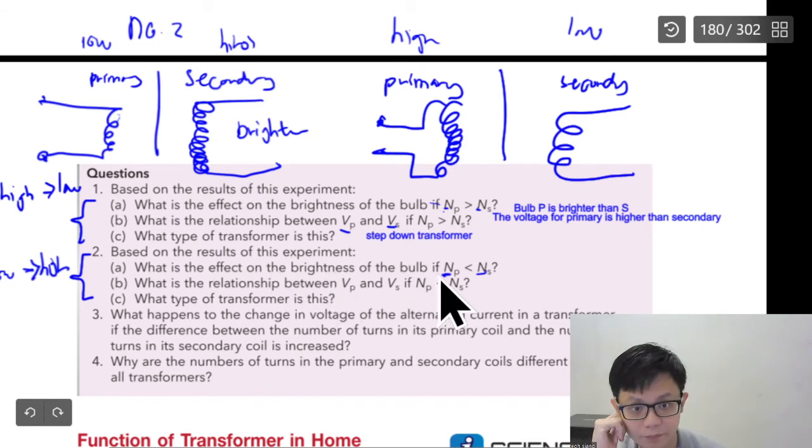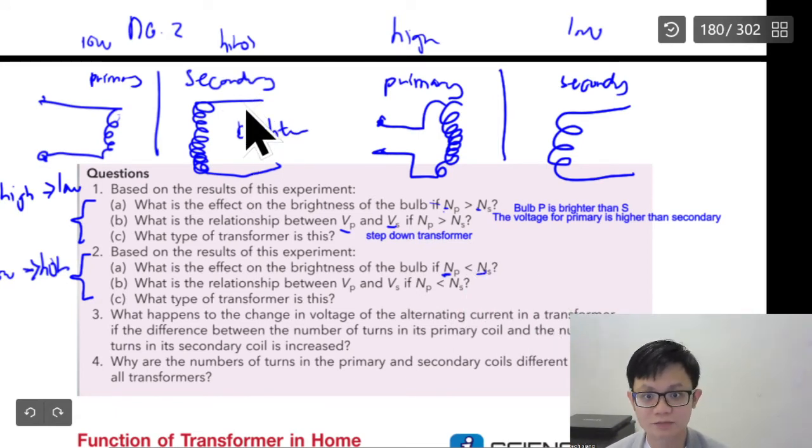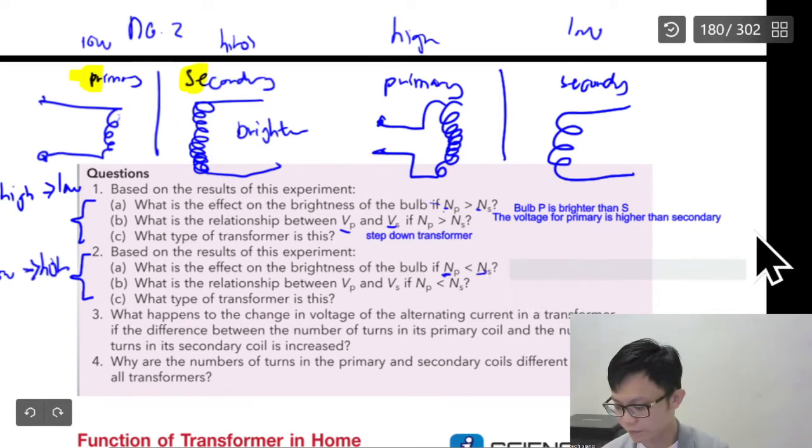Brightness of NP smaller than NS. Okay, so which bulb is brighter? This is brighter. So this is P, and this is S. So bulb S will be brighter, correct or not? So bulb S is brighter.